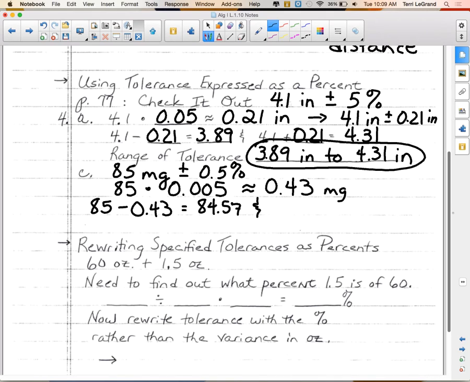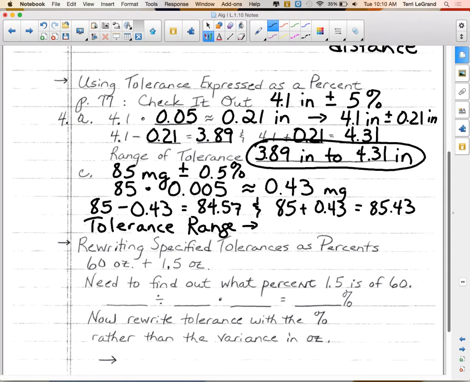Okay, and then we have to do what with it also? That's the low end of the range, and now we have to add it. Well, that should not need a calculator. What's the high end of the range? 85.43. So now we write our tolerance range. You can either say range of tolerance or tolerance range. It does not matter either way. It starts at the low end of 84 and 57 hundredths milligrams to 85 and 43 hundredths milligrams. There's our final answer for this one.